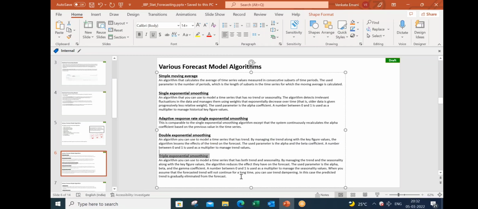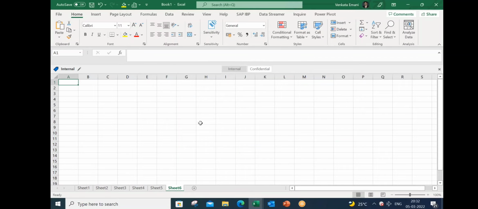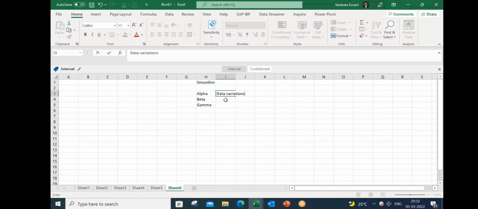Now there are some smoothing parameters which are very important to understand, and this is a basic question in any interview. What are the smoothing parameters we have? We have alpha, beta, and gamma. Alpha is a smoothing parameter for data variations, we can say. Beta is a smoothing parameter for trend. And gamma is a smoothing parameter for seasonality.